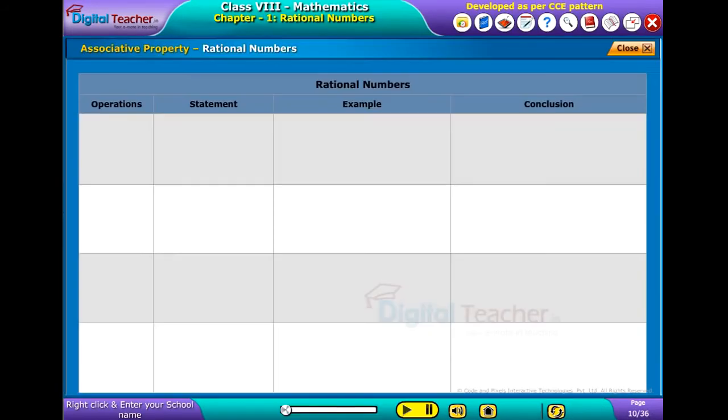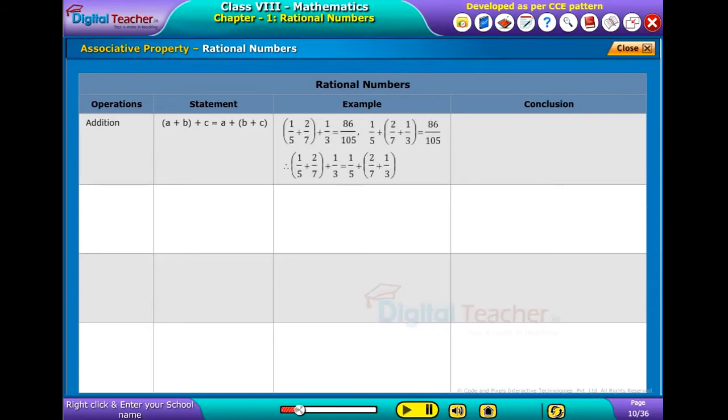Let us see the associative property of operations on rational numbers. Under addition, it states that the sum of three rational numbers is the same if the order in which their addition is changed. Its example is as shown on the screen. It concludes that addition is associative for rational numbers.